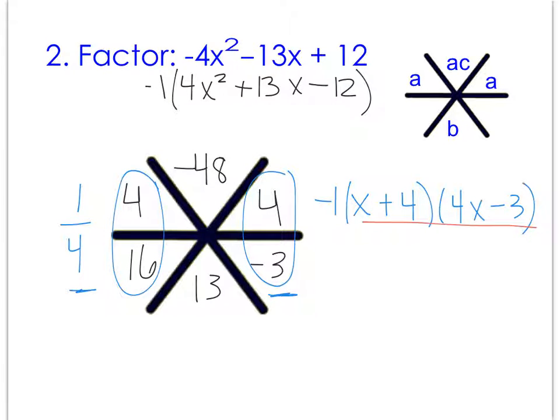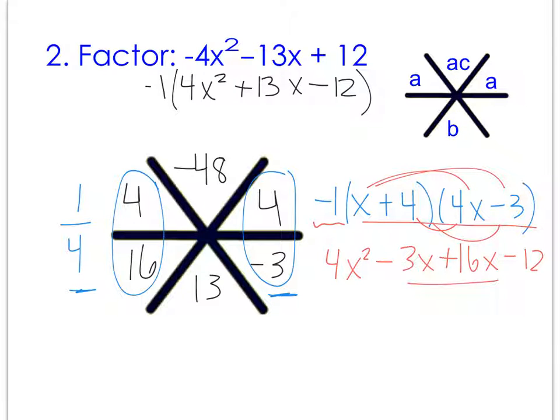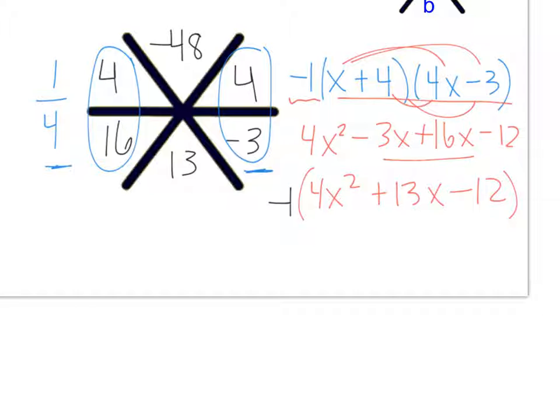So I'm going to FOIL these two binomials, then add in the negative 1 at the end and multiply each term by negative 1. So x times 4x is 4x squared minus 3x plus 16x minus 12. If I put together my like terms, I get 4x squared plus 13x minus 12. But now I'll take that and multiply it all by negative 1, because again, I factored that out, so I've got to keep that in my answer.